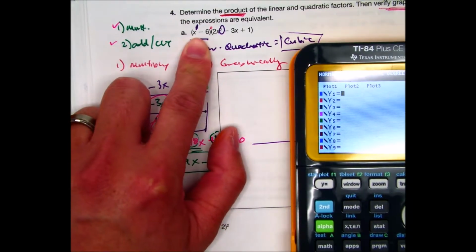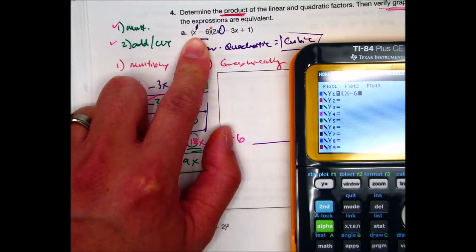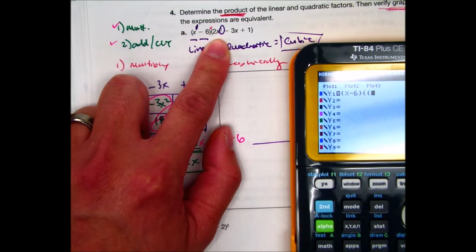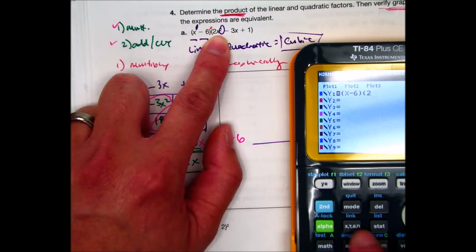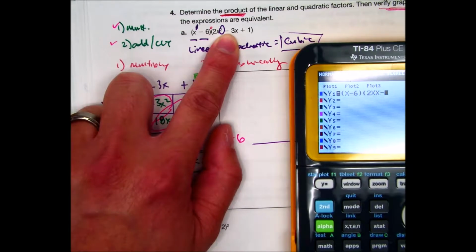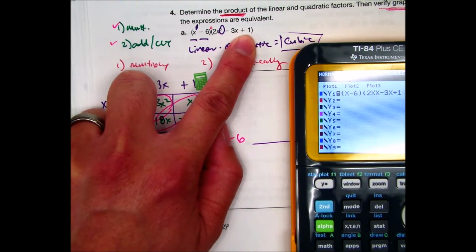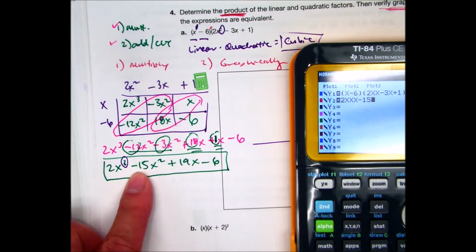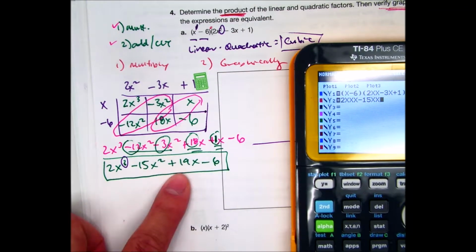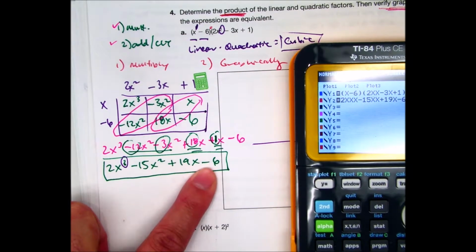You can do two things. To verify it, you can put in x minus 6. Now, when it tells me 2x squared, I'm going to press 2, and then the x squared is just x times x. It's really fast, just put in x and x. Minus 3 times x plus 1. And then I'm actually going to go down to the second line. I'm going to type in our answer, 2x to the third minus 15x squared plus 19x minus 6.